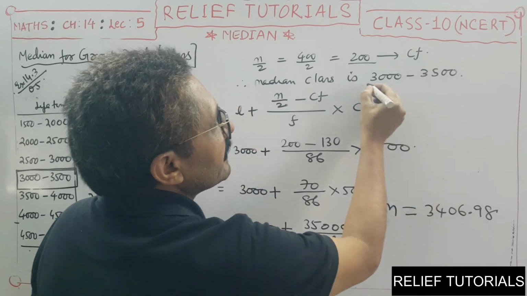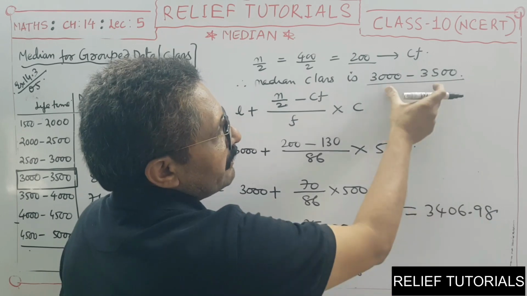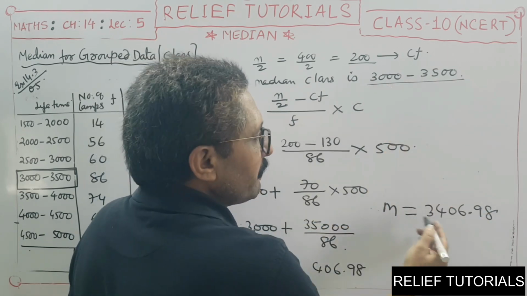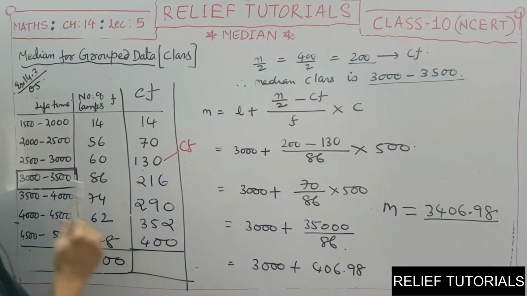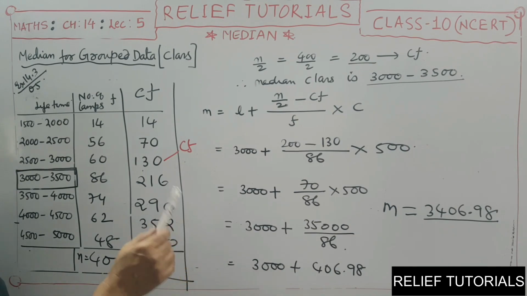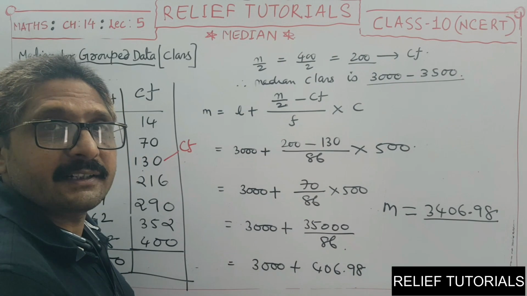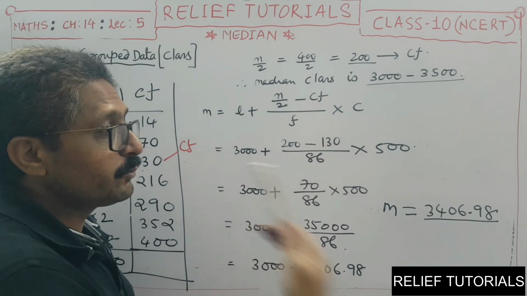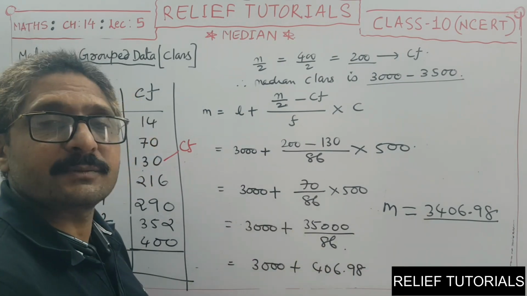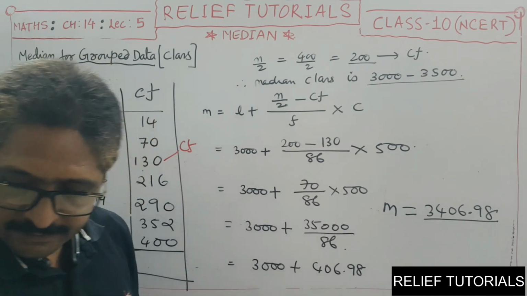See, it lies somewhere here between 3000 to 3500, the median value will come in between. What is this value? It is somewhere here in this class. So there are 50% bulbs whose lifespan is less than 3406.98 hours and 50% whose lifespan is more than 3406.98 hours. Clear? Okay.